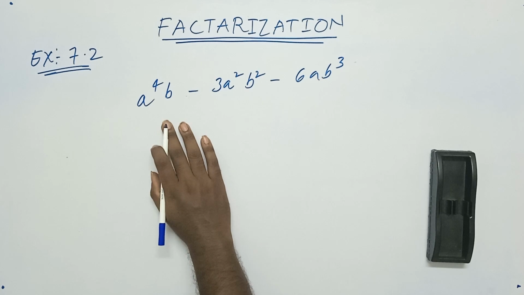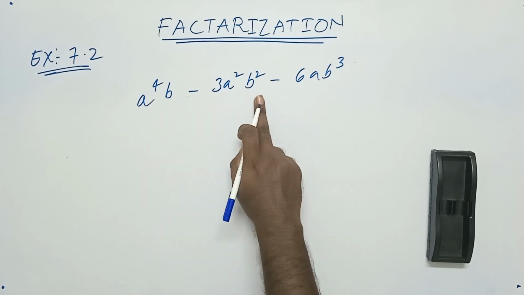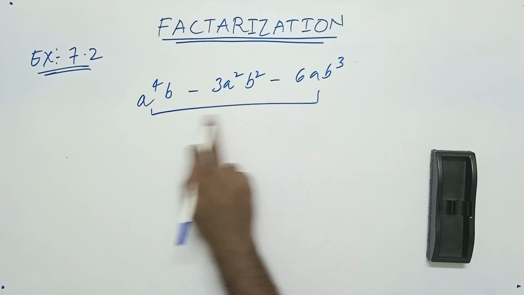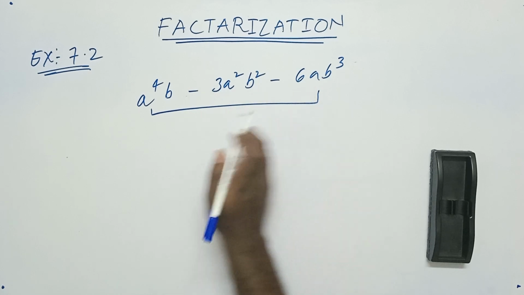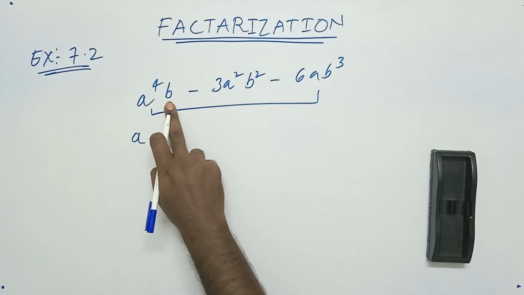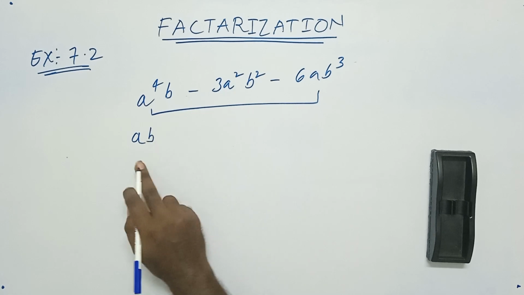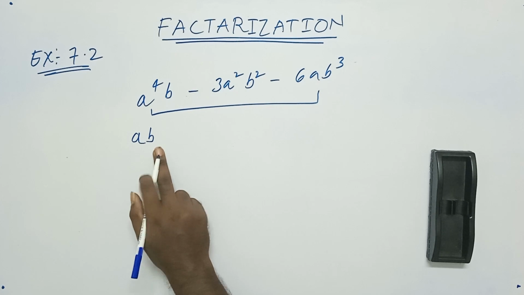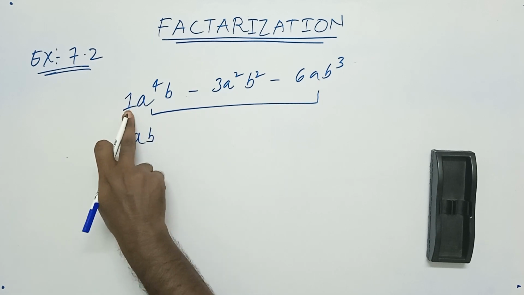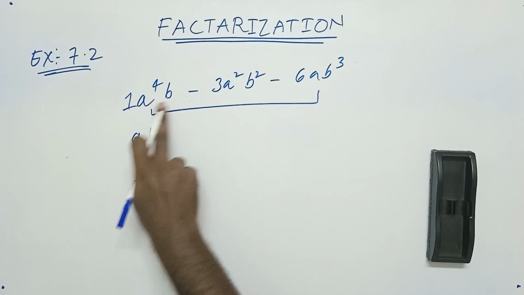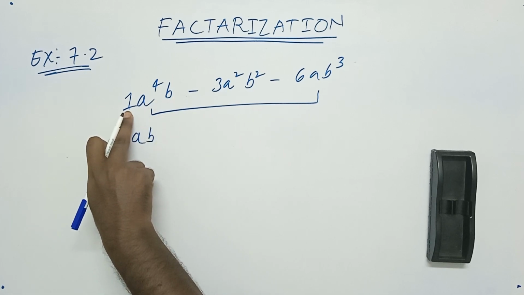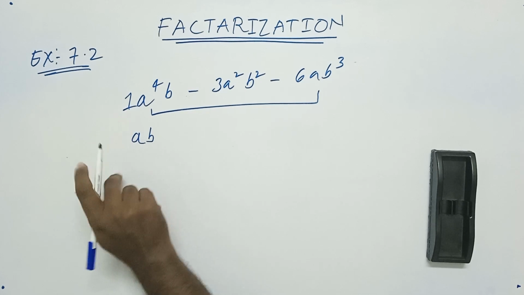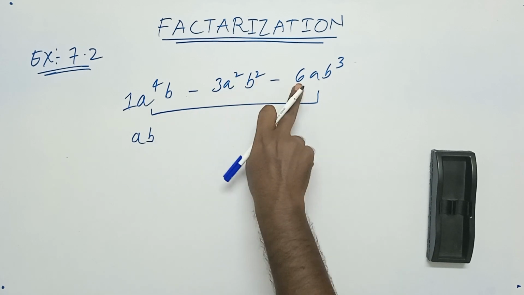Our next problem is a power 4 b minus 3a square b square minus 6ab cube. We are going to find the factors of this given expression. a power 4, a square, a: what is their HCF? a is the HCF. b square, b cube: b is the HCF. So here ab is the HCF. Suppose we consider the first term as 1 a power 4 b. What is the HCF of the three numerical coefficients? Here we have 1, here we have 3, here we have 6.